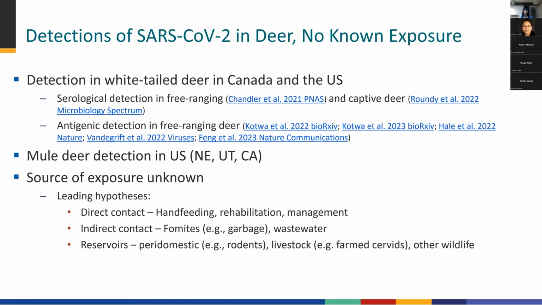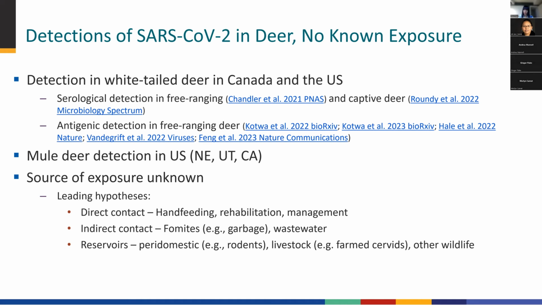Other possible hypotheses are indirect contact through fomites, which might be in garbage facilities or wastewater, although we've never found infectious virus present in wastewater. Or it could be that there's an unknown reservoir in wild populations already that we just don't know about, or potentially rodents. So those are all hypotheses for how these deer are becoming infected in the first place.